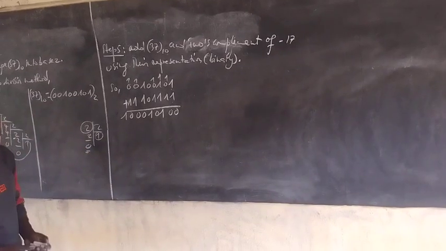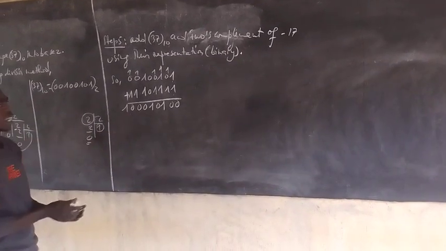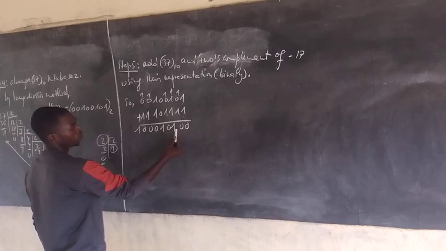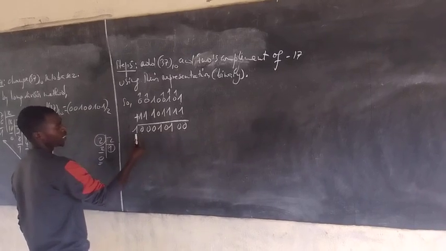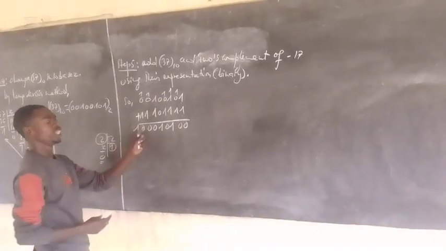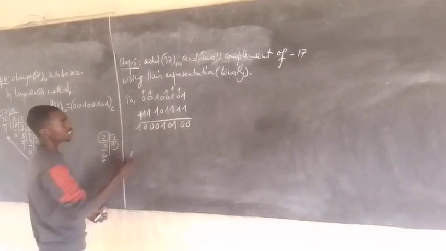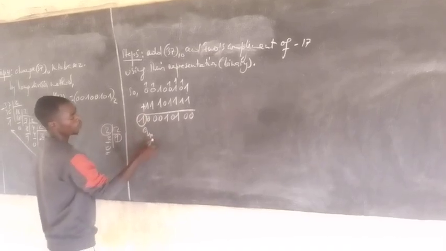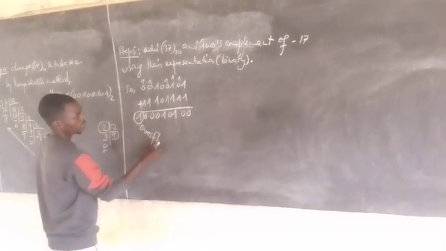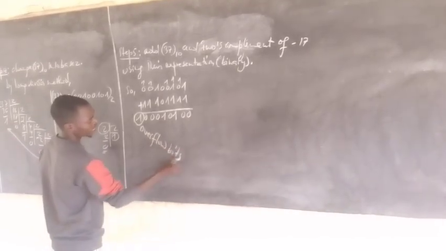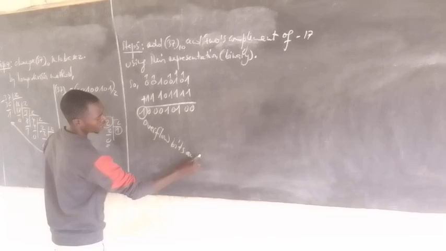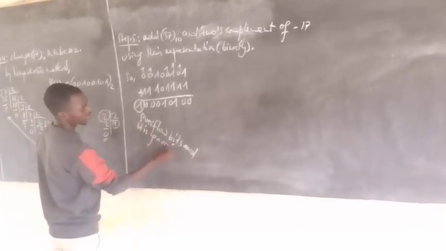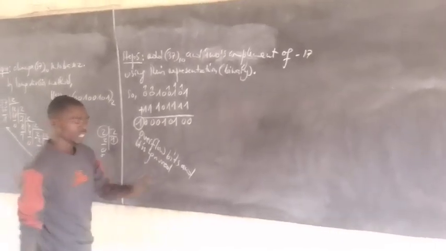So you see, here we get 9 bits. Let us count: 1, 2, 3, 4, 5, 6, 7, 8, 9. So we should have 8 bits. This extra bit here is called the overflow bit, and it is ignored.